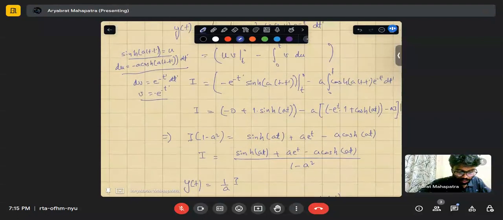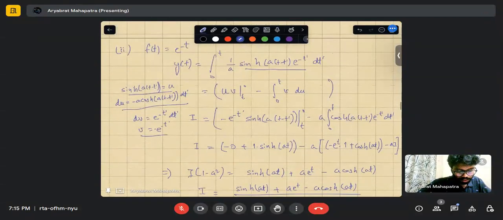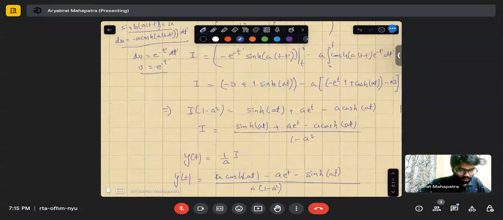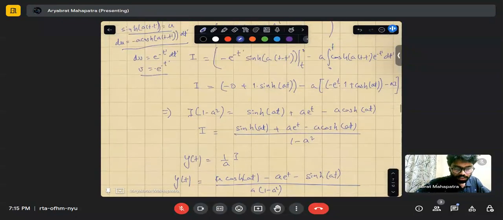So the only tricky part here is the integral which you have to solve. Otherwise, it is simply straightforward. You put your Green's function and your f of t in your answer right here, and you get your solution. So is this okay?